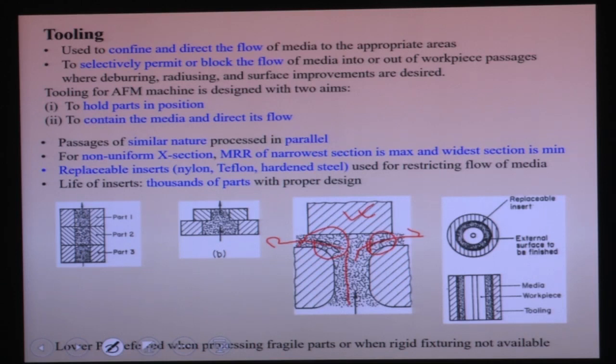So tooling for the AFM machine is designed with two ends to hold the parts in position, to contain the media and direct its flow. So here is one of the tooling. It is used to direct the flow of the media.